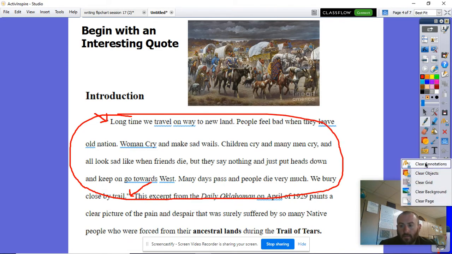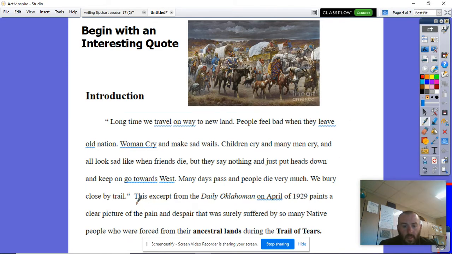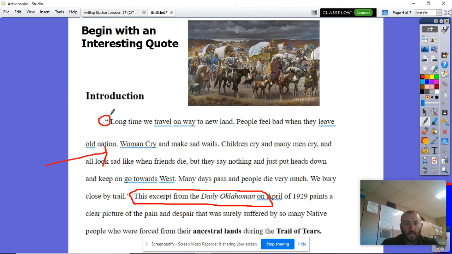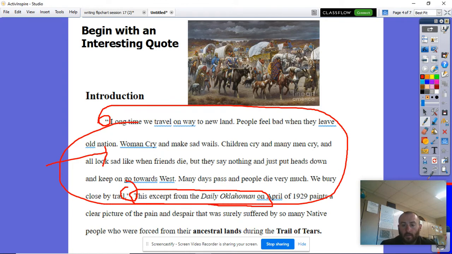These are somebody else's words inside the quotation marks. And then, like I've showed you before, I gave credit with an in-text citation by saying this excerpt was from the Daily Oklahoman, which is a newspaper that had this writing in it that I used, and I used quotation marks to show the words that I was copying.